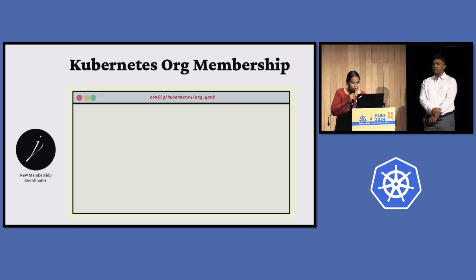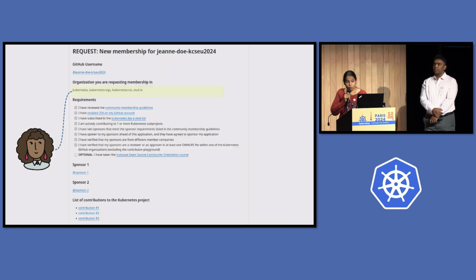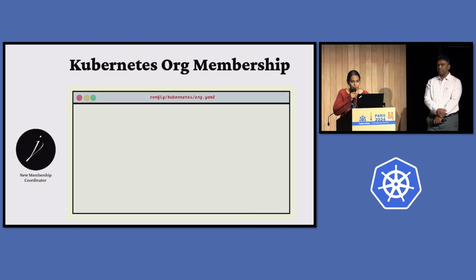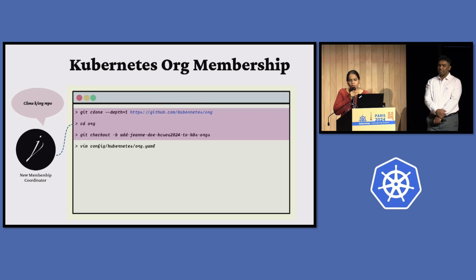followed by other information. So we saw here Jean is requesting access to these 4 repos, 4 GitHub organizations: Kubernetes, Kubernetes SIGs, Kubernetes CSI, etcdio. That's where our new membership coordinator, or Jason, comes in the picture. What we need to do to add Jean to these 4 requested repos is make some changes on our Kubernetes/org repository. That's where we keep the meta configuration.